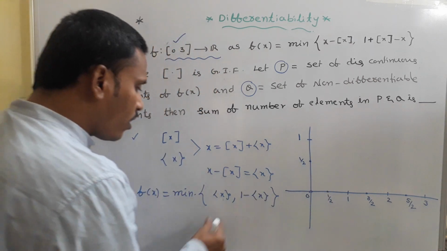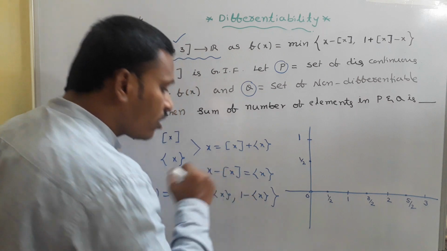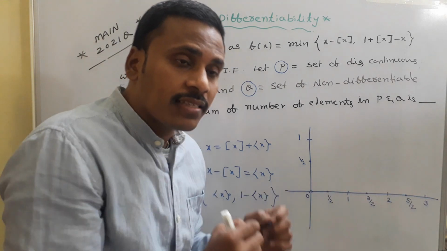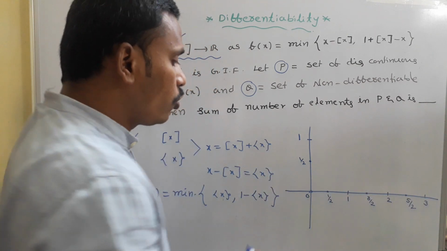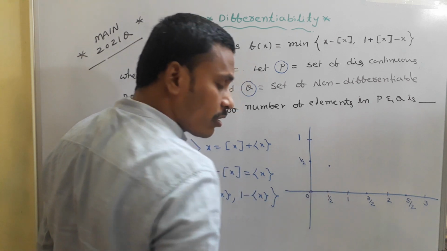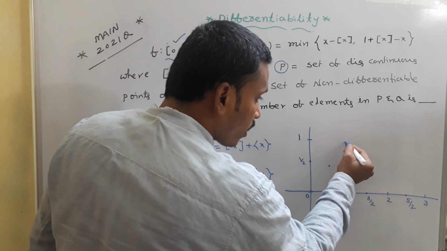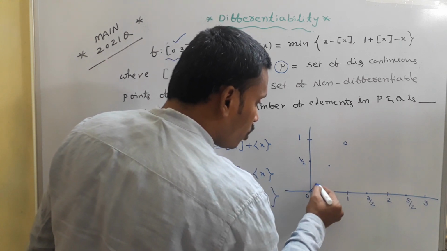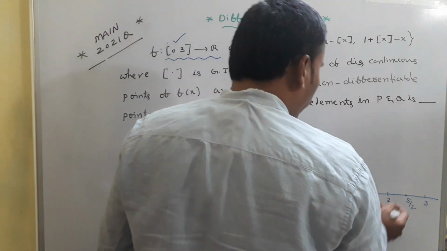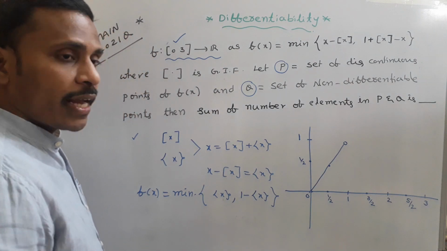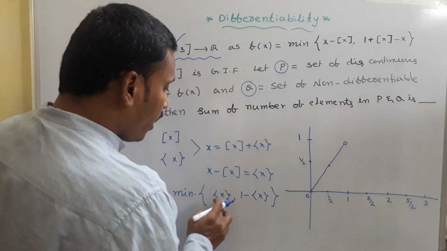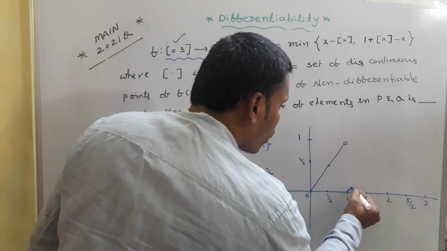Now I am going to sketch the graph of the fractional part of x, and then I will sketch the graph of 1 minus the fractional part of x. The fractional part of x acts like x in the region 0 to 1 because its values are just 0 to 1. At 0, the fractional part of x is 0. At 1/2, it is 1/2. At 1, it is again 0, and in between 0 and 1 the graph approaches like this. Then in between 1 and 2, again the graph of the fractional part of x will be like this only.